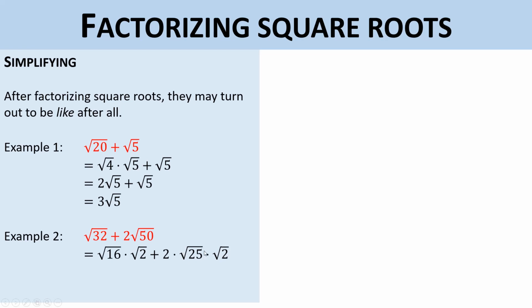And now there's 2 square roots here that I can calculate. This becomes 4 and this becomes 5. So I get 4 times the square root of 2 plus 2 times 5 times the square root of 2. 2 times 5 is 10, so this becomes 4 square root 2 plus 10 times the square root of 2 is 14 times the square root of 2. And this is my final answer, of course.